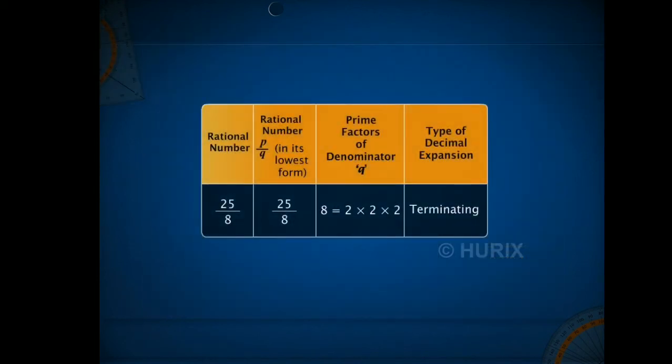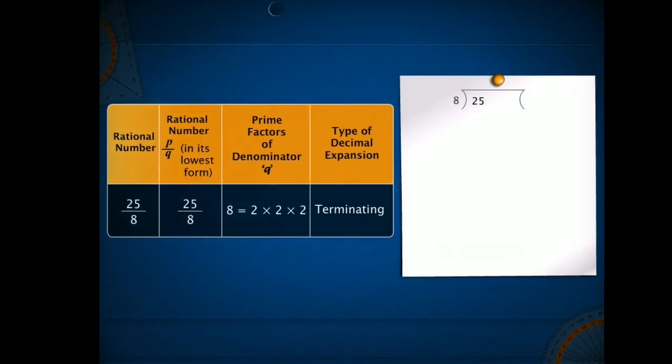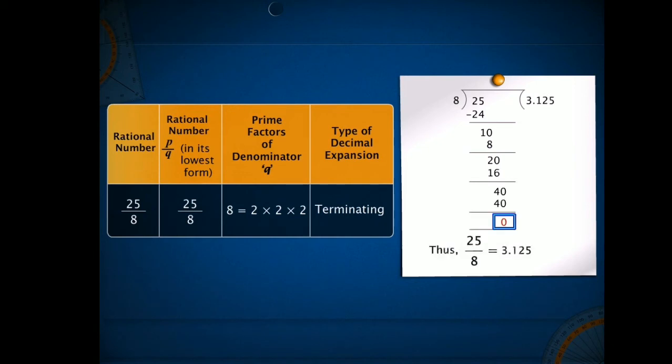Let's check our classification by using the method of long division. In the first example, we divide the numerator by the denominator. As you can see, the remainder is 0, and therefore this rational number can be represented as a terminating decimal expansion, which is what we expected.